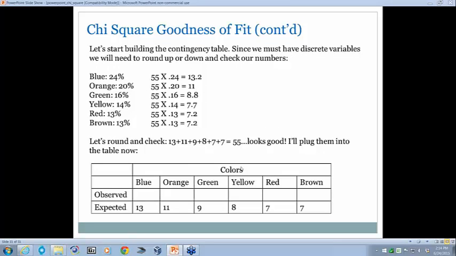All right, so let's start building a contingency table. Since we've got to have discrete variables, we're going to need to round up or down, like I was saying before. So here's how I rounded them for the expected counts. So I took this 13.2 and just made it 13. So on and so on, okay? And then I'm going to check it. So I add up all of them, make sure that they come out to 55, okay? So that way I know that everything's been covered. So I plugged them into the table.